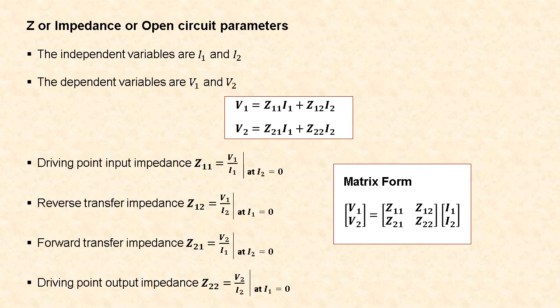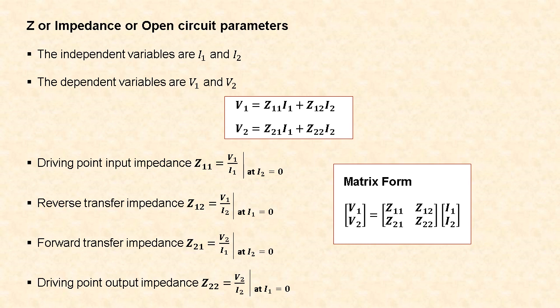Here, the independent variables are I1 and I2, that is, currents at port 1 and port 2. And the dependent variables are voltages V1 and V2 at port 1 and port 2. The equations of the two-port network in terms of Z parameters are: V1 is equal to Z11 into I1 plus Z12 into I2. Similarly, V2 is equal to Z21 into I1 plus Z22 into I2.